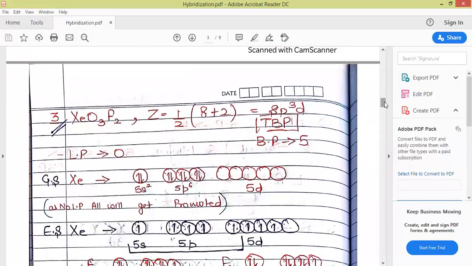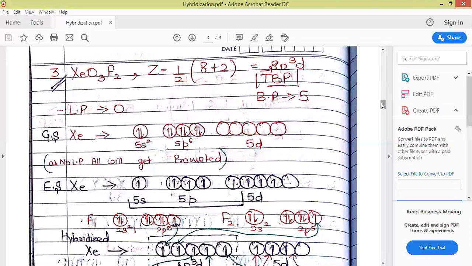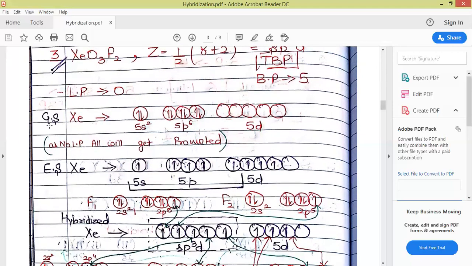So next we have this molecule, that is XeO3F2. For this, Z comes out to be 5, which is again trigonal bipyramidal geometry. Bond pairs are 5, as we can see 3 oxygens and 2 fluorines are there. Lone pair is 0. So for this molecule, shape and geometry are going to be the same, as the number of lone pairs is 0. The ground state electronic configuration of xenon is 5s2, 5p6. It has 5 vacant d orbitals.